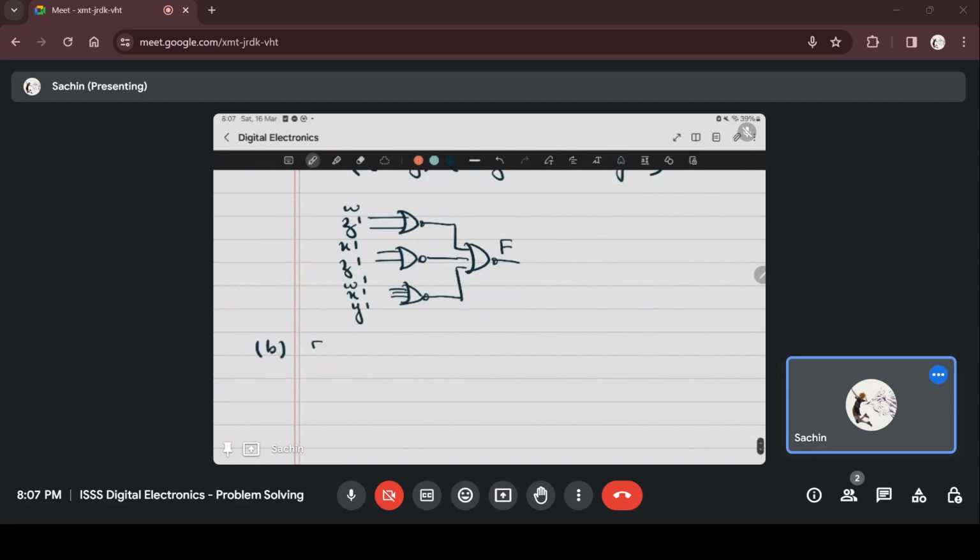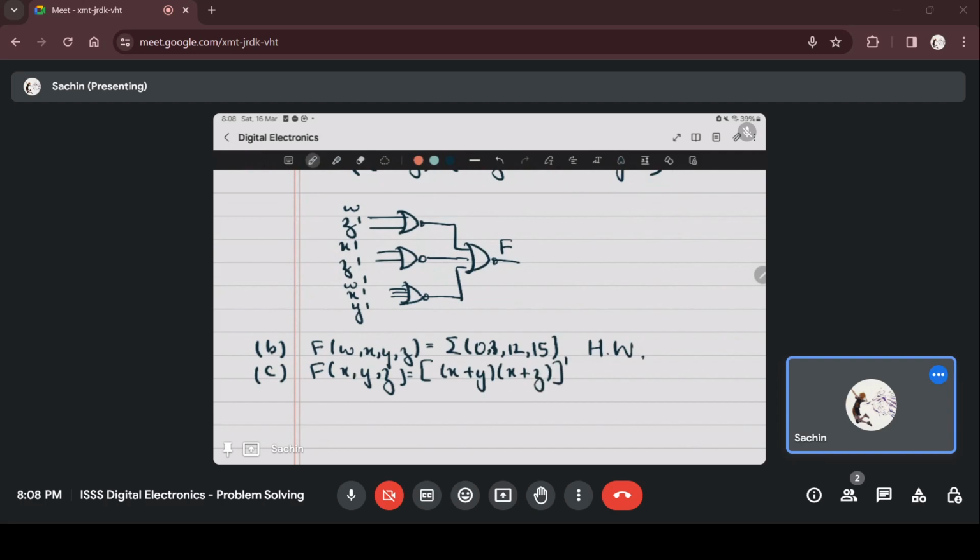Part B, f of wxyz is equal to sigma 0, 3, 12, 15. It's homework. Part C, f of xyz equals ((x + y)(x + z))'.